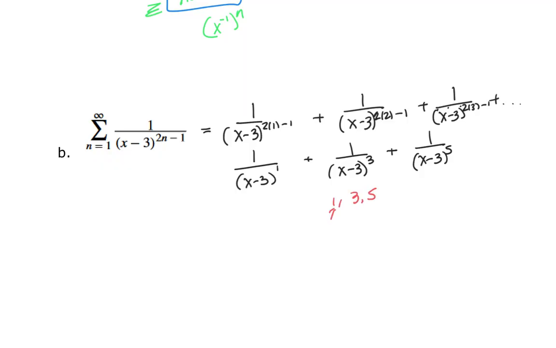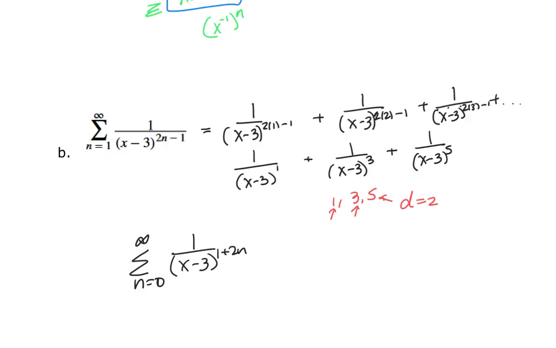Now if I pay attention to my powers like a sequence, I have 1, 3, 5. When I put in 0, I should get 1. When I put in 1, I get 3. And when I put in 2, I get 5. So I know that my d is 2. So this is what I think I have: the summation of n equals 0 to infinity of 1 over x minus 3 raised to the 1 plus 2n.